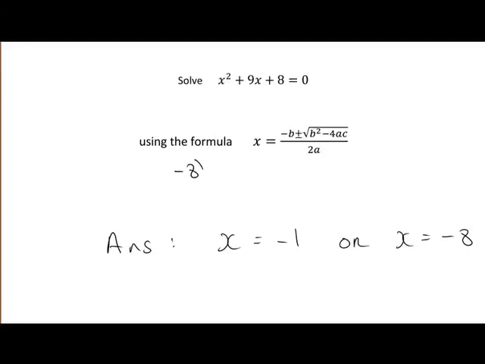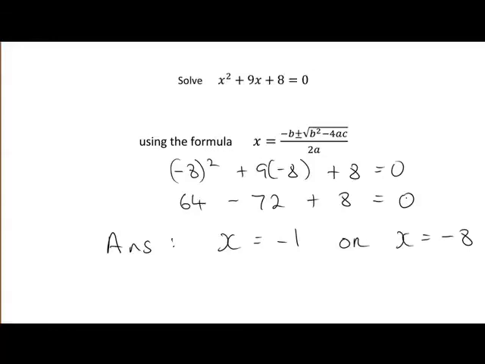So we have minus 8 squared plus 9 times minus 8 plus 8, and all that should be equal to 0. So minus 8 squared is plus 64. 9 by minus 8 is minus 72 plus our 8. So we can see 64 minus 72 is equal to minus 8. Minus 8 plus 8 is equal to 0. So we know that x is equal to minus 8 also. So that's a simple way of checking your answer. It's not necessary, but it's just a good way to make sure that your answers are correct.